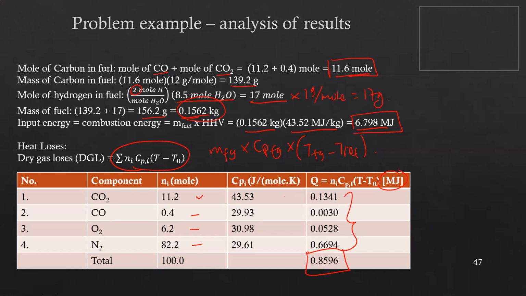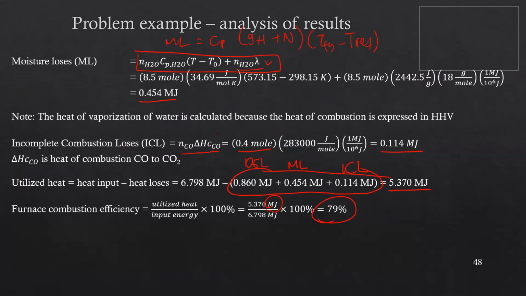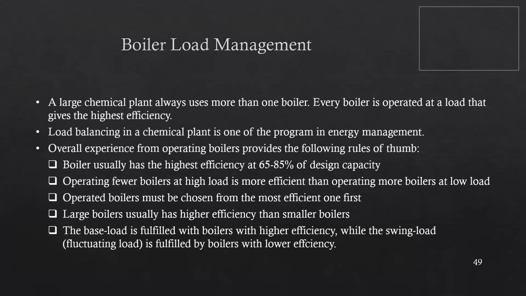Again, we have actually an approach to calculate the losses. So it's not only using the formula that is already explained from Pamiki. We have also another approach by utilizing the mole of each component and also the heat capacity of each component. It's not only using this formula, while using the mass of the flue gas and also the Cp of the flue gas. Same with the moisture losses and also the incomplete combustion. Okay, so if there are no questions, I continue.